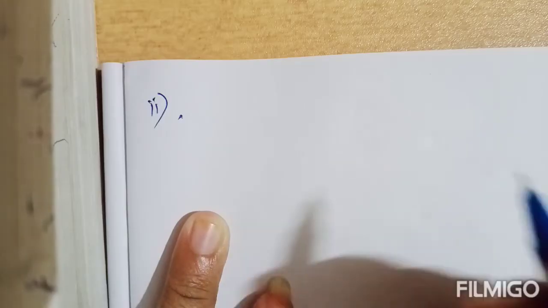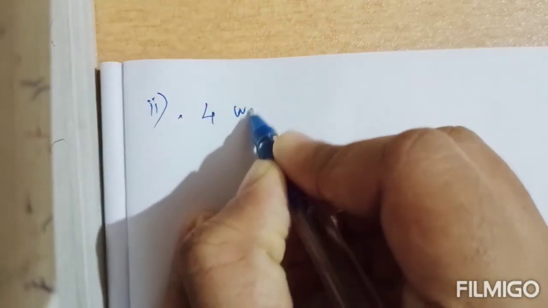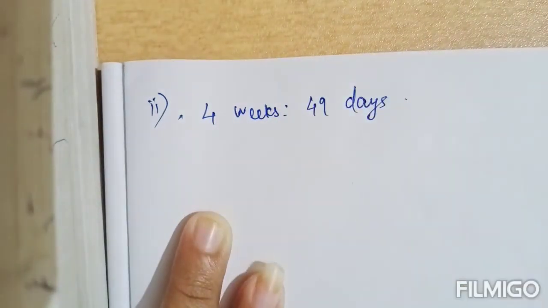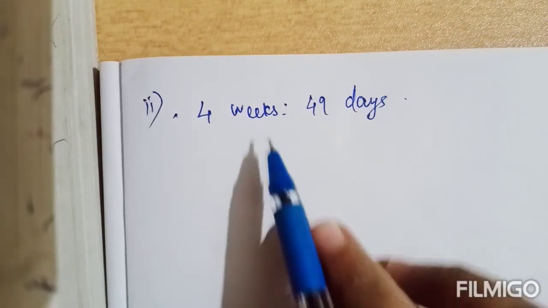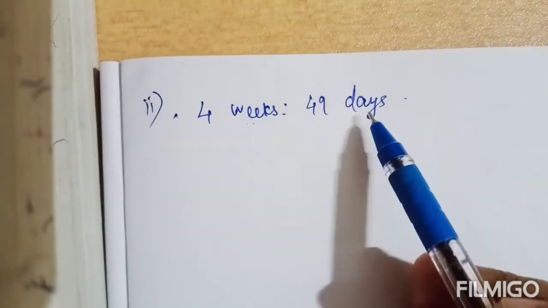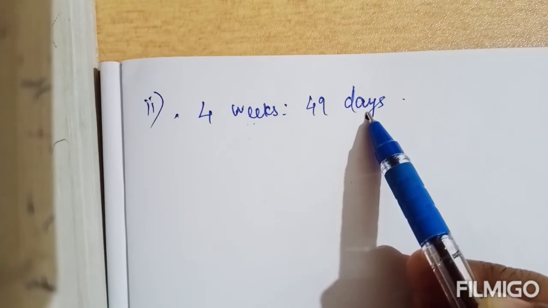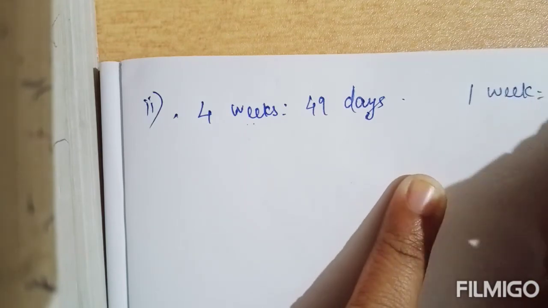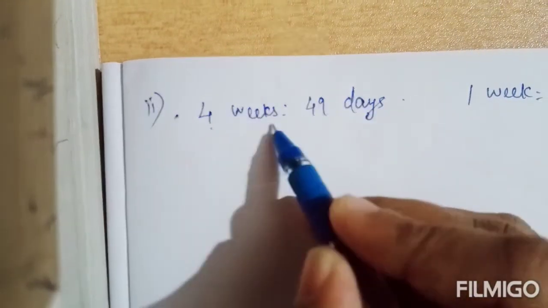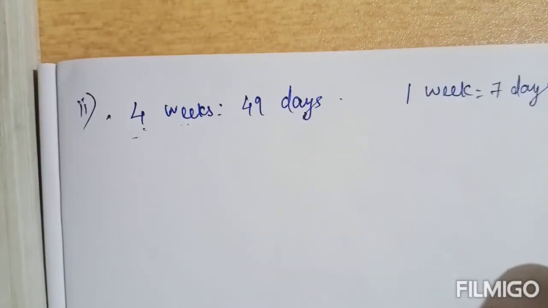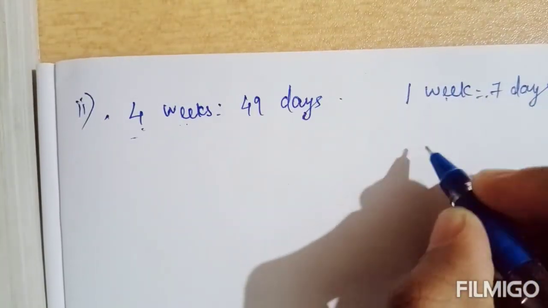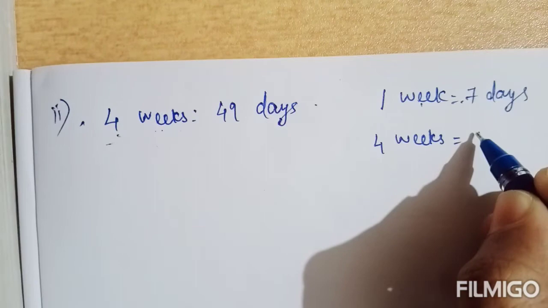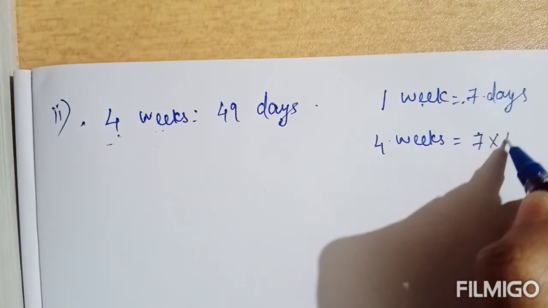Okay. In the second one, 4 weeks is to 49 days. So in order to find the ratio, the unit should be the same. Here it is weeks, here it is days. So make the units the same. We know that 1 week equals 7 days. So these 4 weeks we can convert to days. If 1 week equals 7 days, then 4 weeks equals how many days? Just multiply 7 into 4.